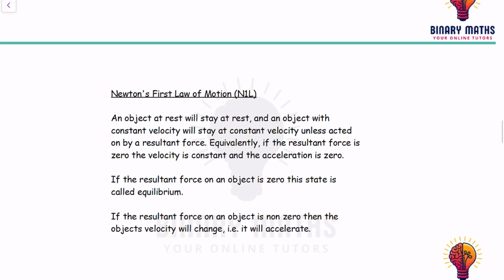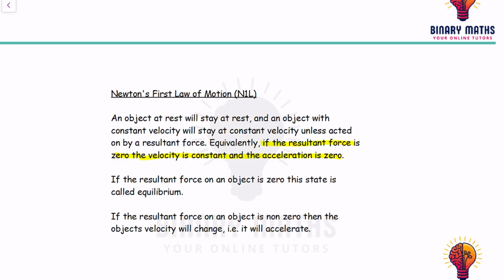Newton's first law of motion. An object at rest will stay at rest, and an object with constant velocity will stay at constant velocity unless acted on by a resultant force. Equivalently, if the resultant force is 0, the velocity is constant and the acceleration is 0. If the resultant force is 0, acceleration is 0, velocity is constant. That's all you need to know from that paragraph.